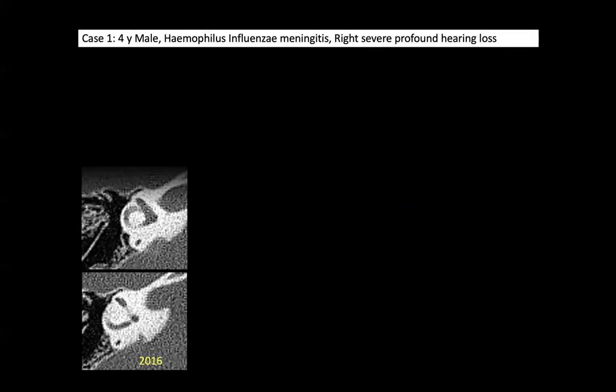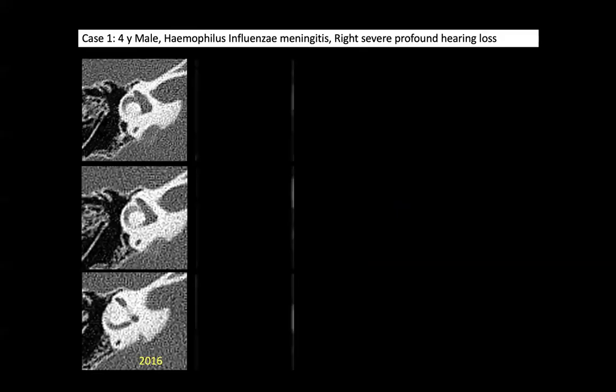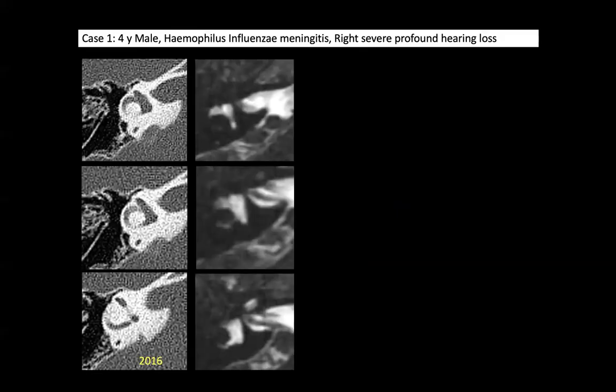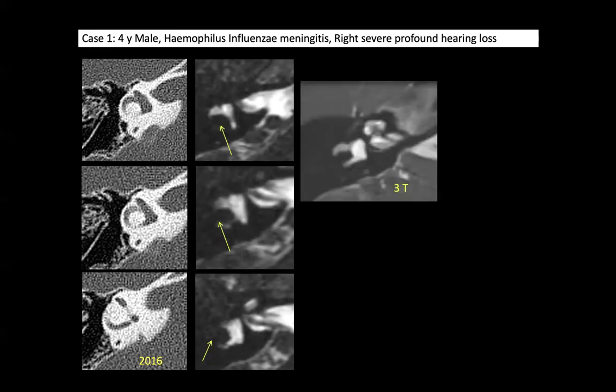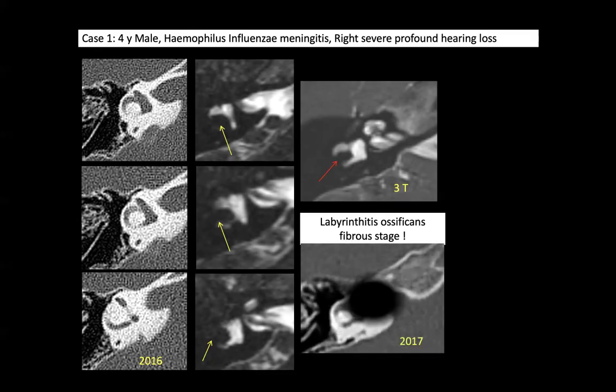And then it becomes fibrotic, which can be invisible on CT, like in this case, but visible on MRI. So this is a 1.5 Tesla, confirmed on the 3 Tesla, the absence of the normal fluid signal in the lateral semicircular canal. 1 year down the line, and this becomes ossified. So remember, the fibrous stage is less serious and less problematic for the ENT to implant, and this needs to be flagged.